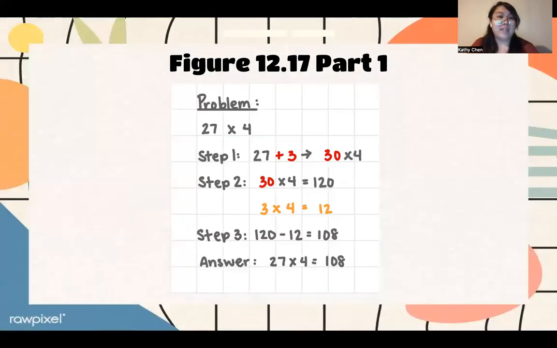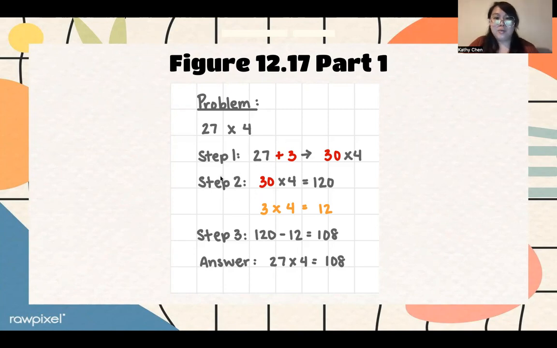So we have an example from our textbook. It's figure 12.17. We're going to have a few parts for this figure because there are multiple examples within this one figure. So the first problem is 27 times 4. The student first adds 3 to the 27. So step 1, they did 27 plus 3, which gave them 30. They did this so that it's easier to multiply 30 by 4 rather than 27 by 4.